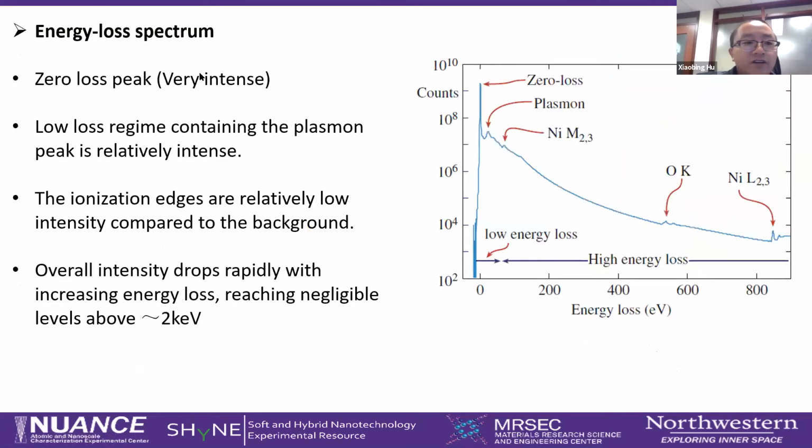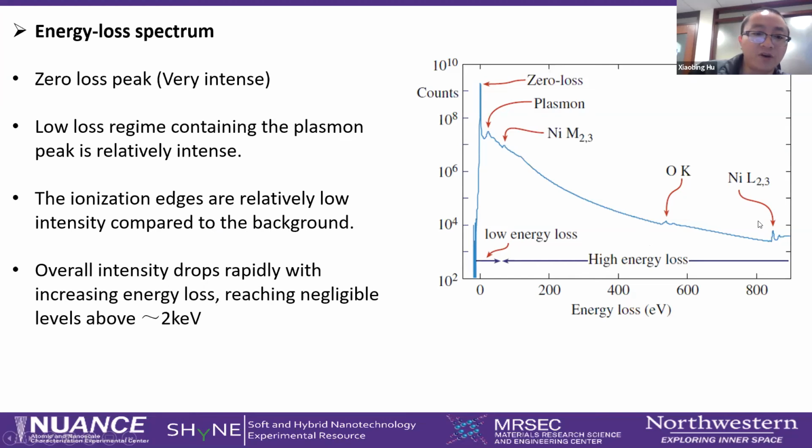So, okay, this is basically an EELS spectrum. It contains the zero-loss peak, which is very intense, and also a low-loss region containing the plasmon peak, which is also intense. The ionization edges are relatively low in intensity compared to the background. If the energy is higher than 2 kV, usually we cannot see it.